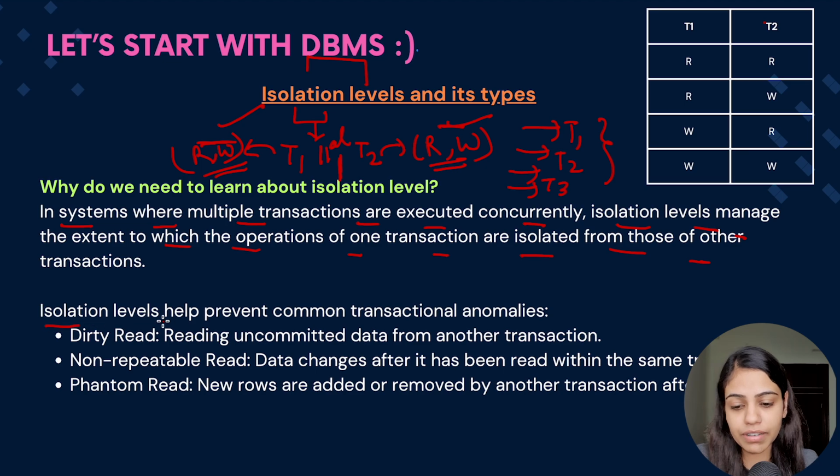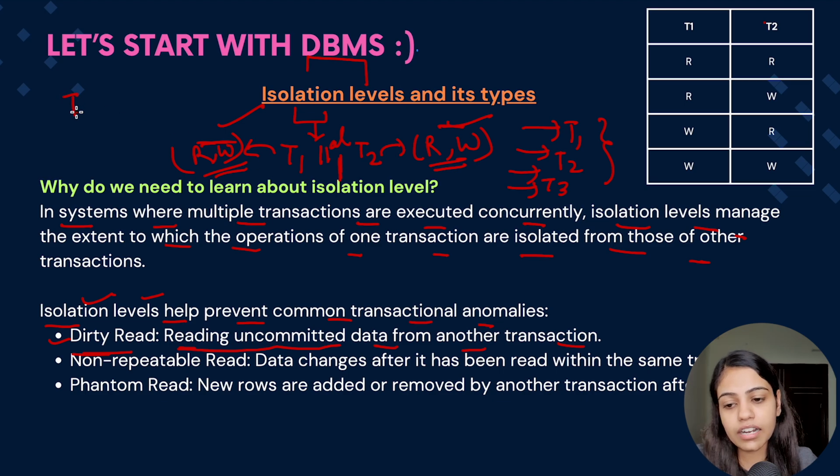Now isolation level helps us to prevent common transactional anomalies. There are some anomalies which happen during transactions, and isolation level helps us to prevent them. Now what are these anomalies? So the first anomaly is dirty read. Dirty read happens whenever we are reading uncommitted data from another transaction.